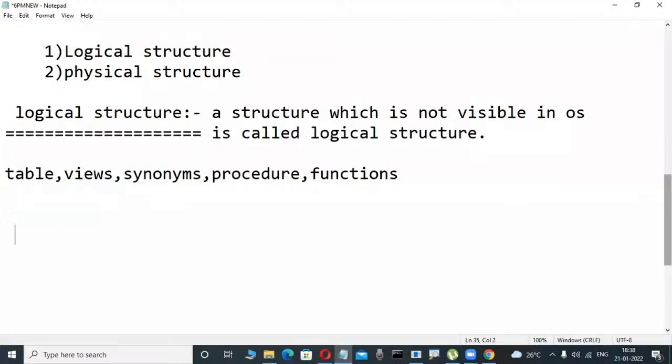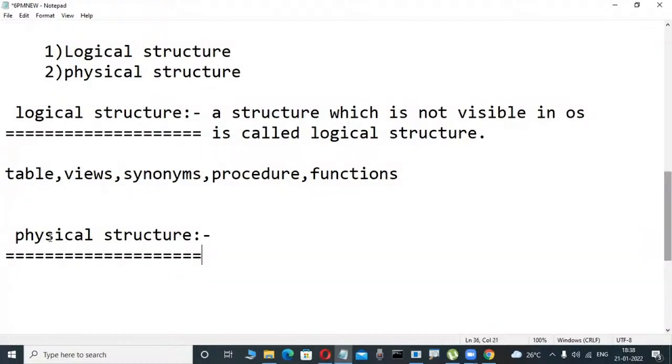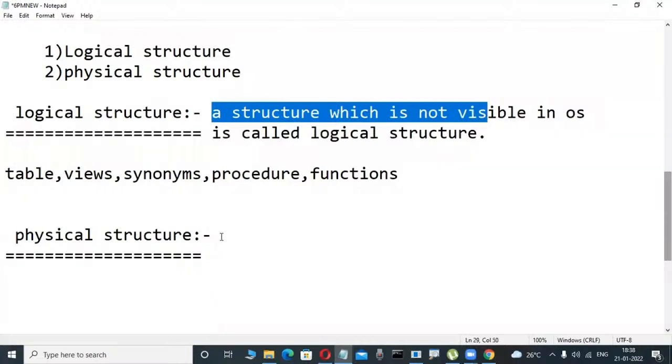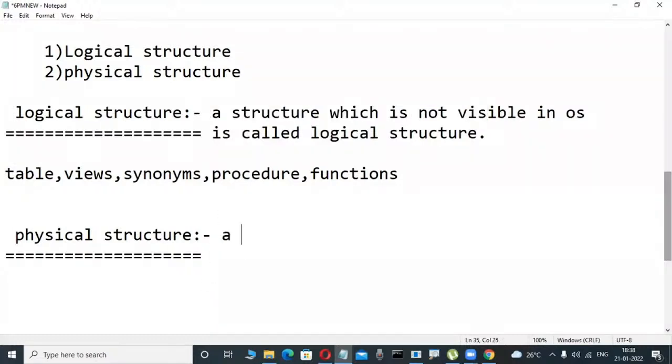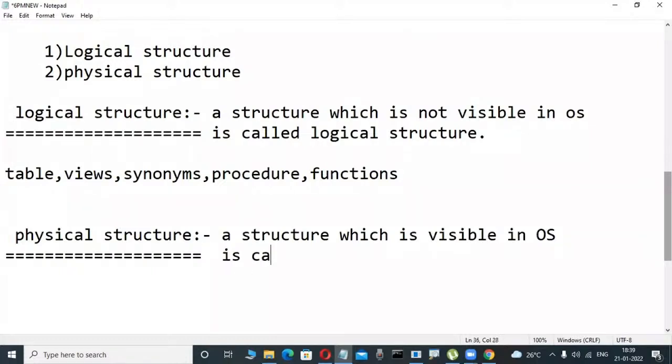Now observe it here. What is a physical structure? Don't write it, just roughly observe it here. This is just for the idea. What is a physical structure? This is the opposite: a structure which is visible in the operating system, which is visible in the OS, is called a physical structure.